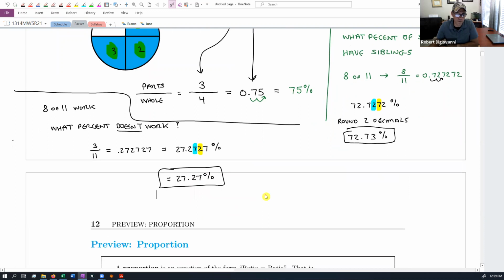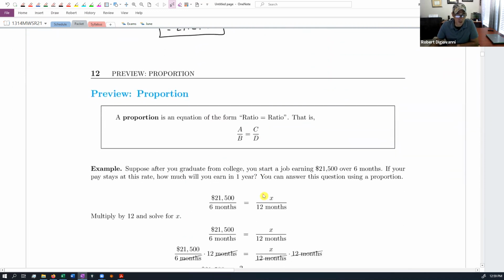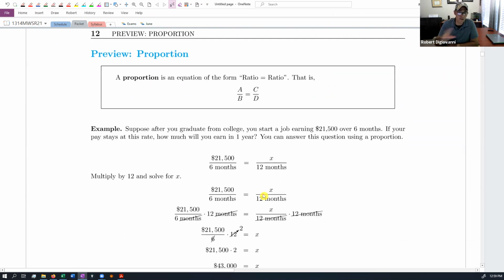Okay, so that's percentages. And now we're going to move on to proportions. So proportions are different than percentages. All right, so we need to be able to make the distinction between the two. A proportion is an equation where you have 2 ratios set equal to one another. That is A over B equals C over D.